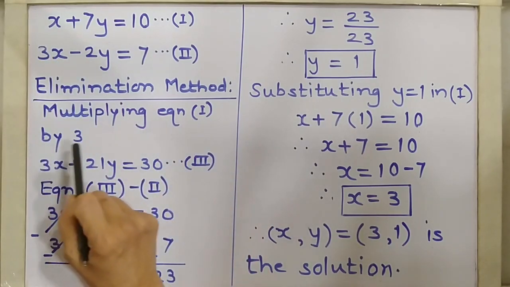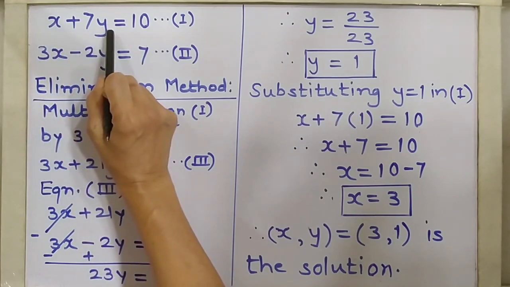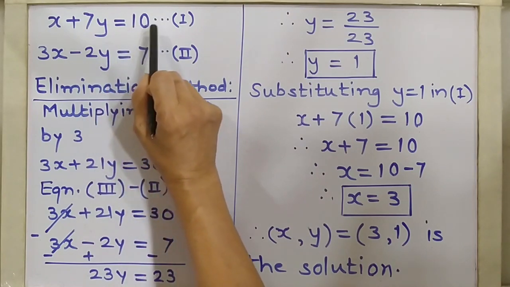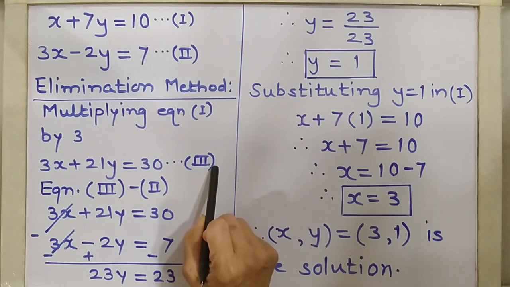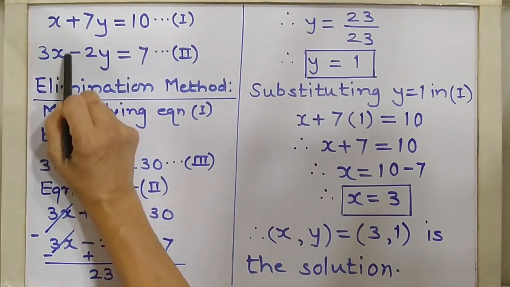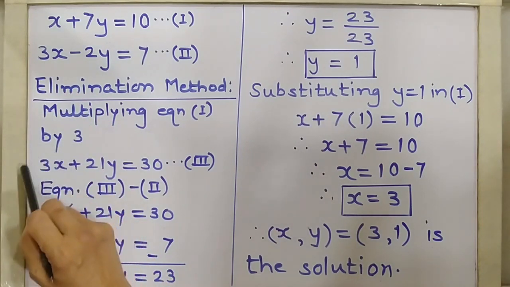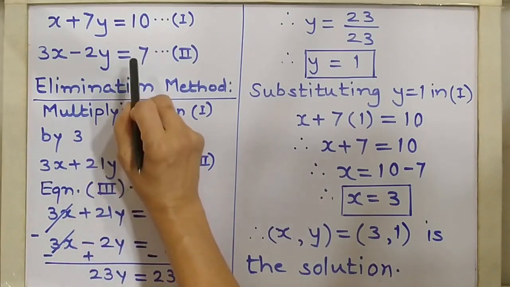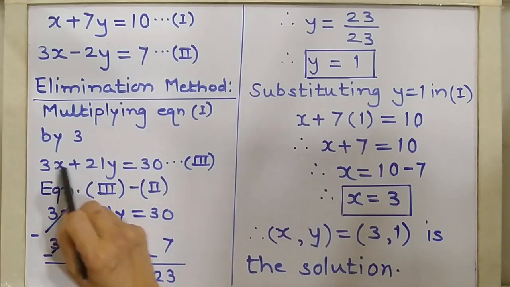Multiplying equation 1 by 3, I get 3x plus 3 into 7y, which is 21y, is equal to 10 into 3, 30. I'll number this as equation 3. Now see, the coefficient of x in equation number 2 and the coefficient of x in equation number 3 are the same. So we will subtract equation 2 from equation 3. Equation 3 minus 2.